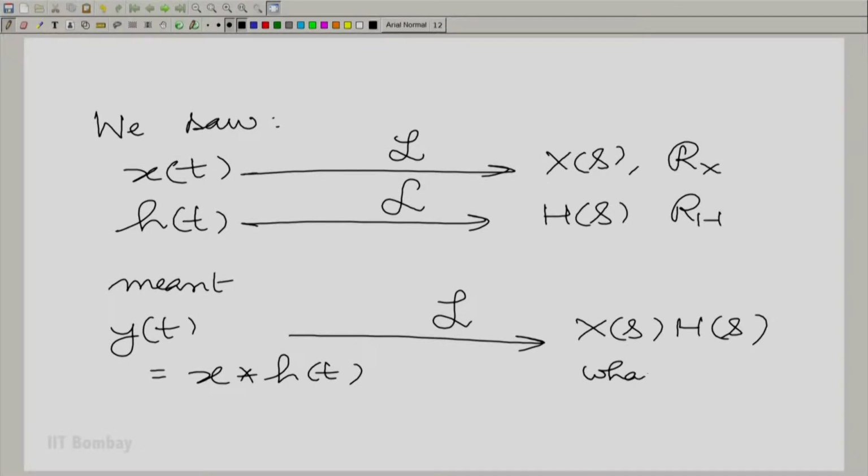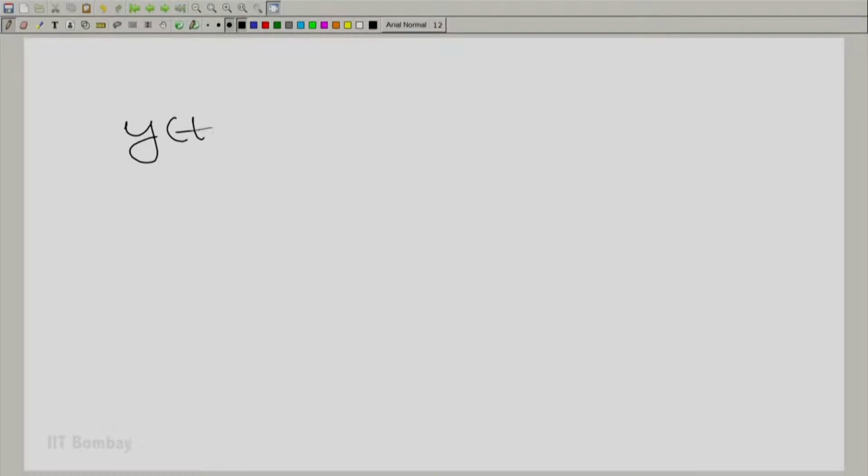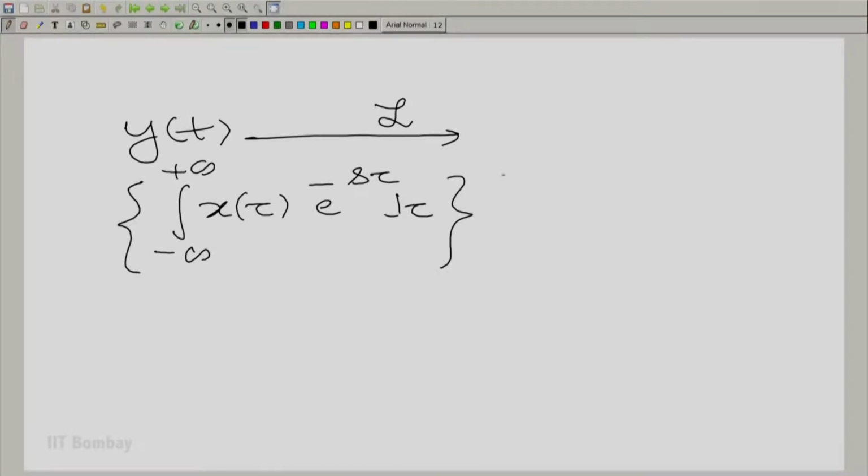But the difficult question is, what ROC? We had not answered this in the last session. You see, what we saw, let me put down just one important step here. That is what we need to really look at carefully. What we saw essentially was that the Laplace transform of y(t) was this product, a product of two integrals.